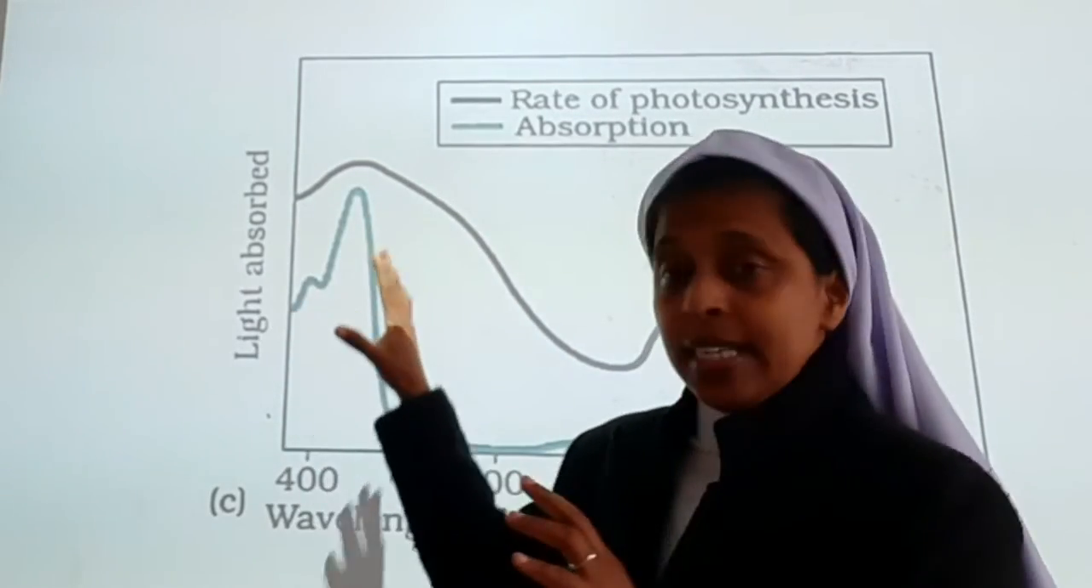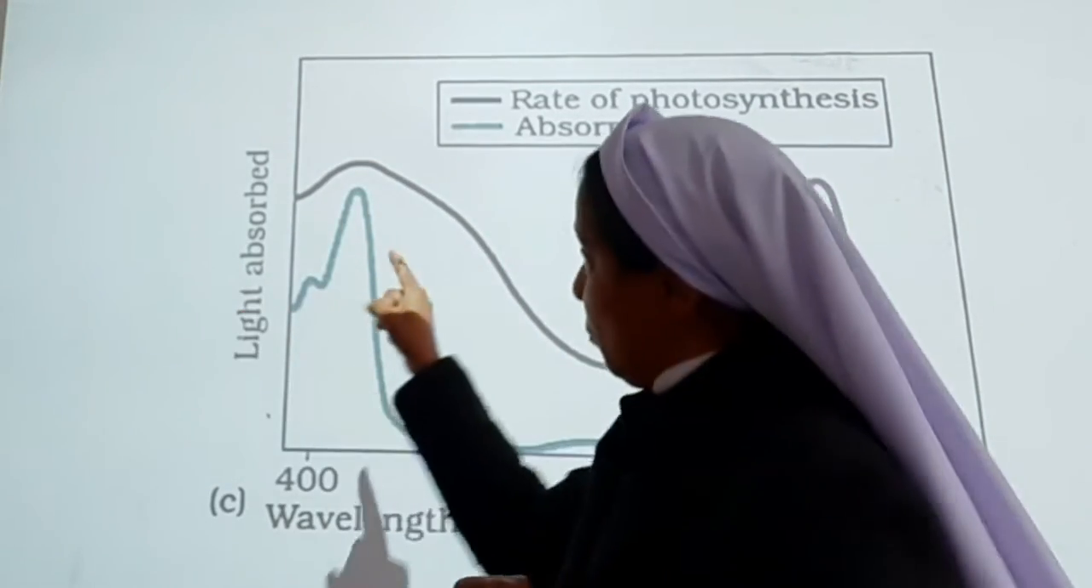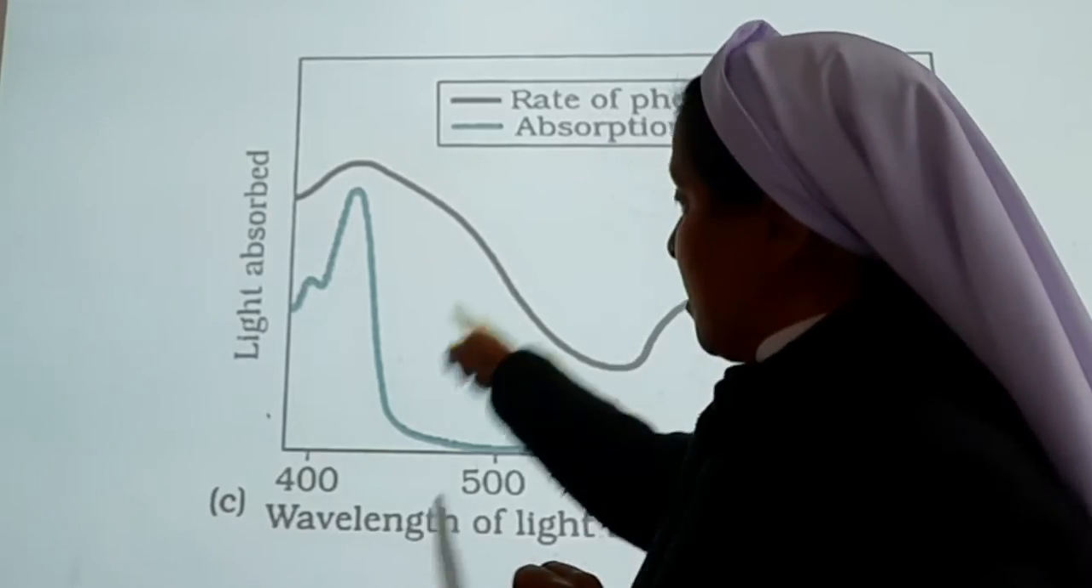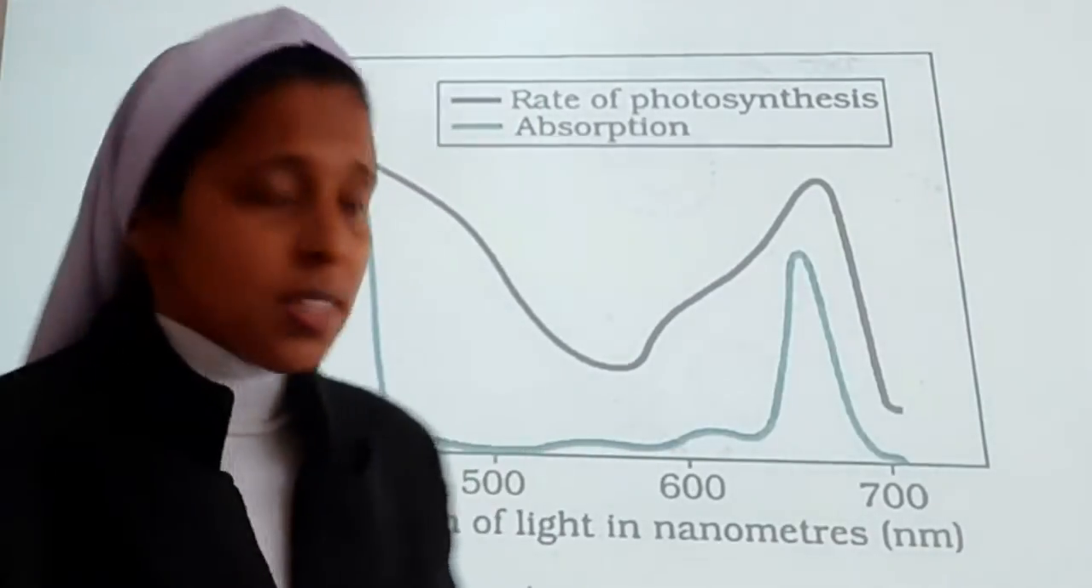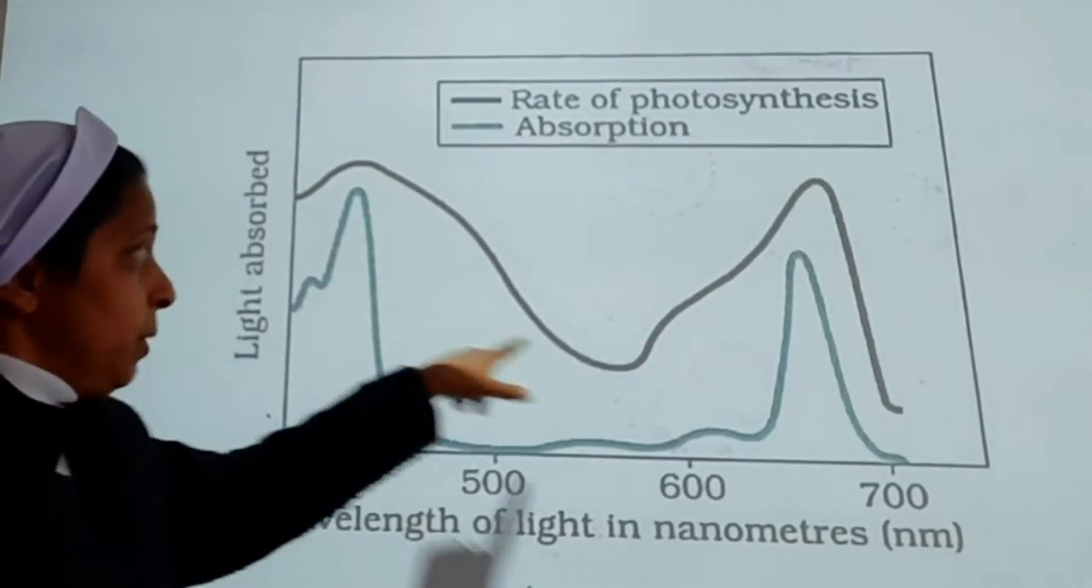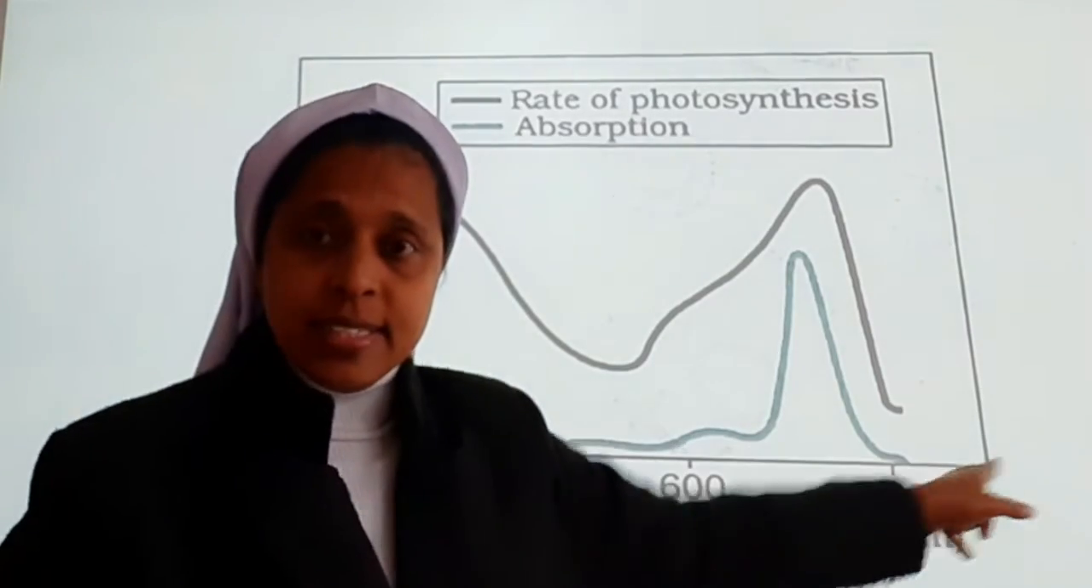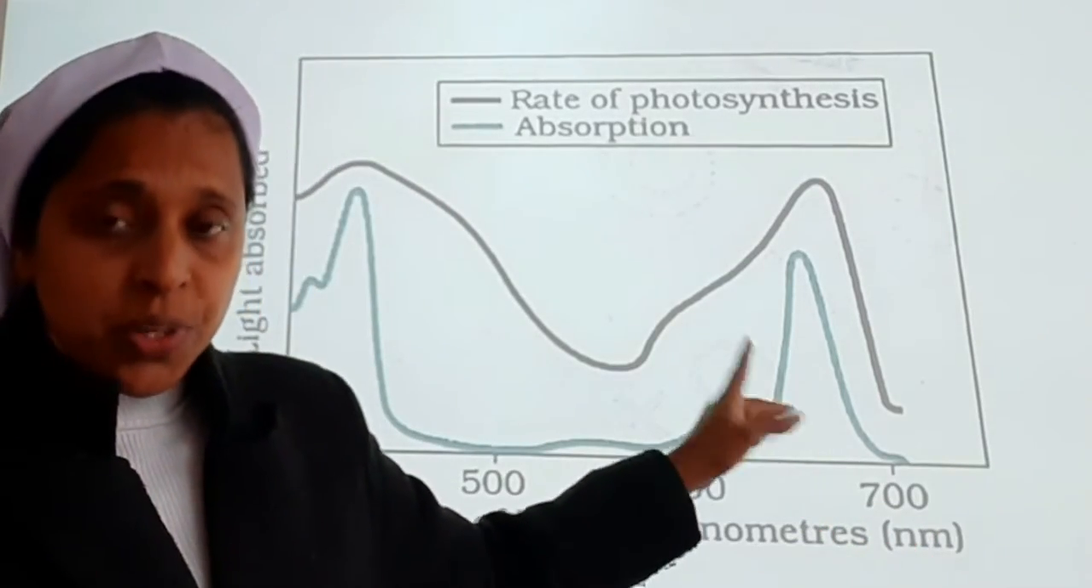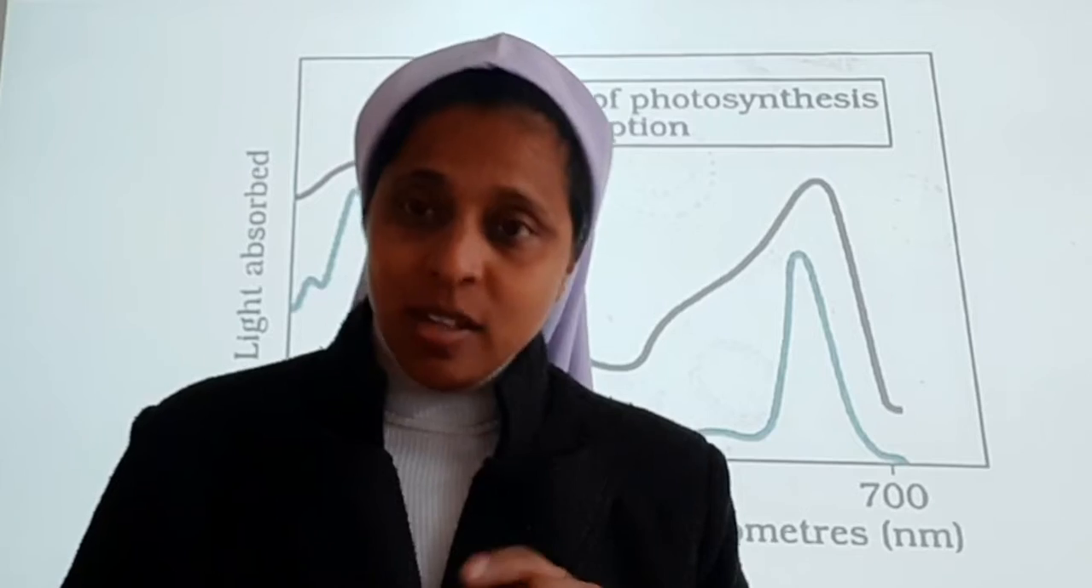So these don't overlap. You can see here the rate of photosynthesis and the absorption, 450 nanometer to 700. That is the range given here. So in our first class, as I have told you, P700 and P680.